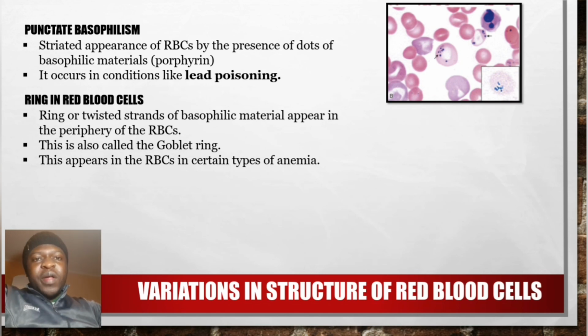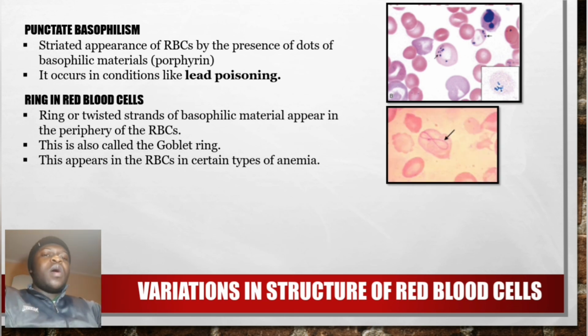Rings in red blood cells, right? So the rings or twisted strands of basophilic material appear in the periphery of RBCs, right? This is also known as Cabot ring. There is another name, they call it Corbett ring. Yeah, I'm sure it's Corbett ring. And this appears in certain types of anemia, and it is like an eight-shaped string, right?